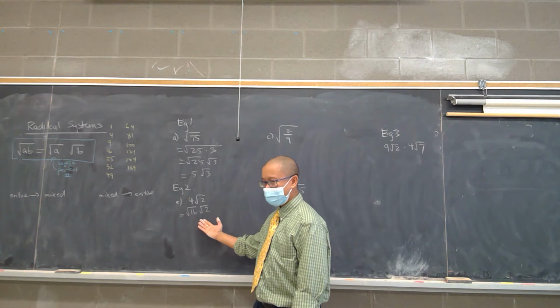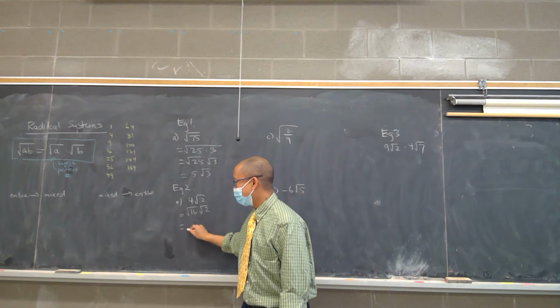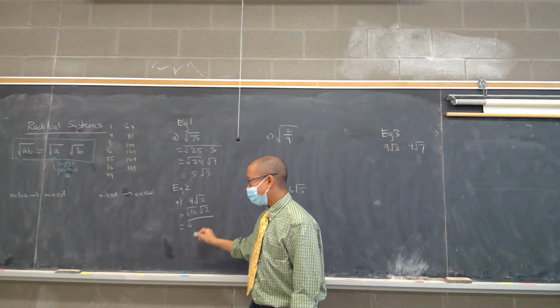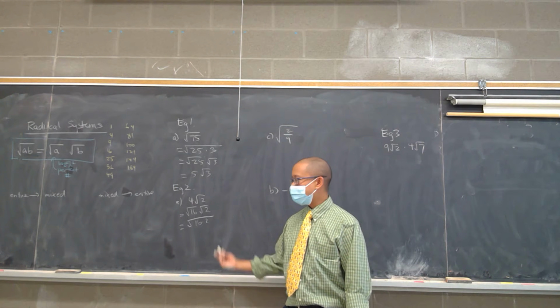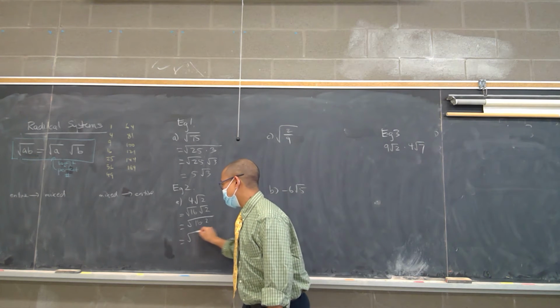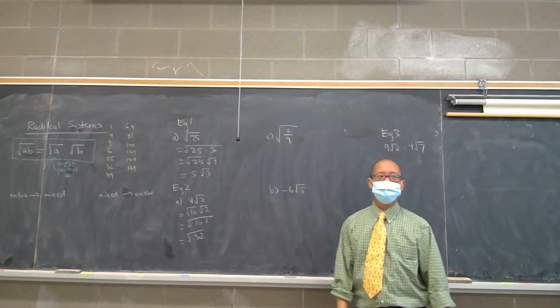And I know I'm going slow. Some of you say, Mr. Chen, this is too silly. Why don't I just jump to it? I'm just trying to help everyone out. If we have two radicals, we can multiply them together. And then 16 times 2? Root 32. And that's how you say this.